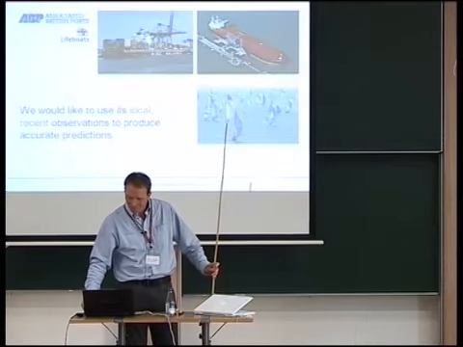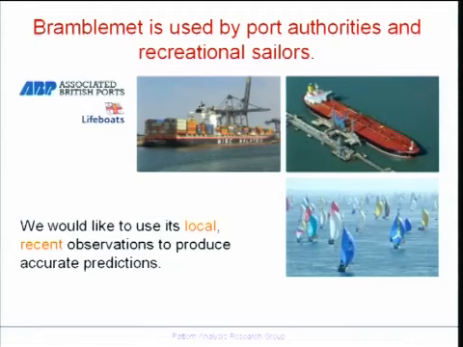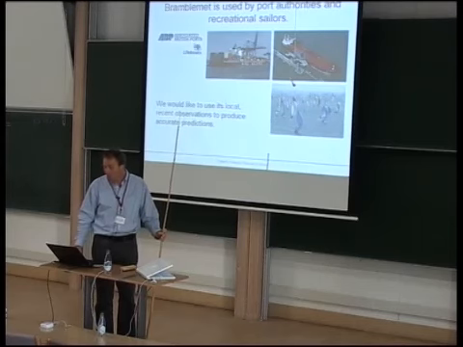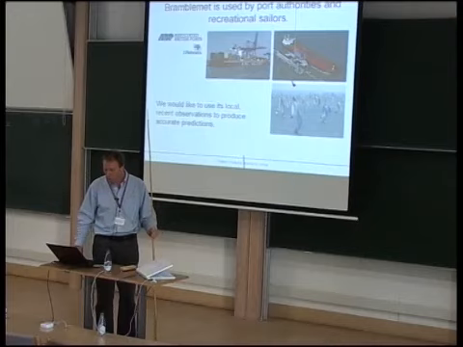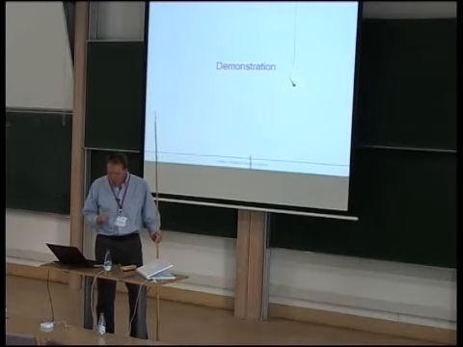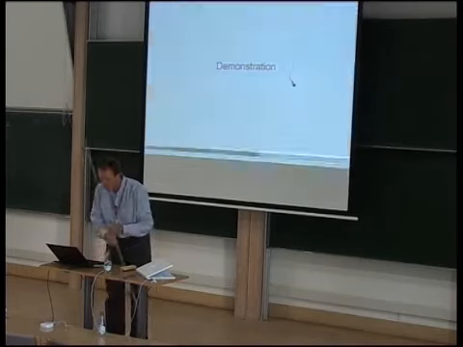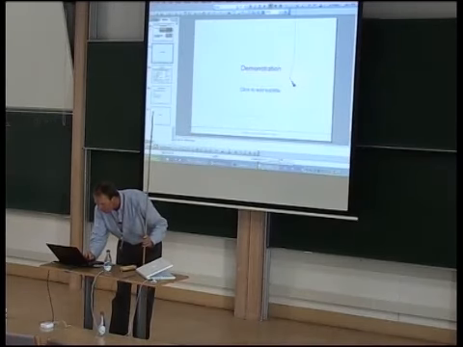And all of BrambleMet is used by Port of Southampton in order to control shipping. Southampton and the Solent are amazingly busy, with lots of people doing recreational sailing and so on. And awful tides and awful nasty rip currents. Anybody who sails here will know how awful the rip current is out from the Isle of Wight between Hurst Castle and the Needles. And so these weather sensors are really very, very important indeed. So let me show you the demonstration now, and hoping this works.